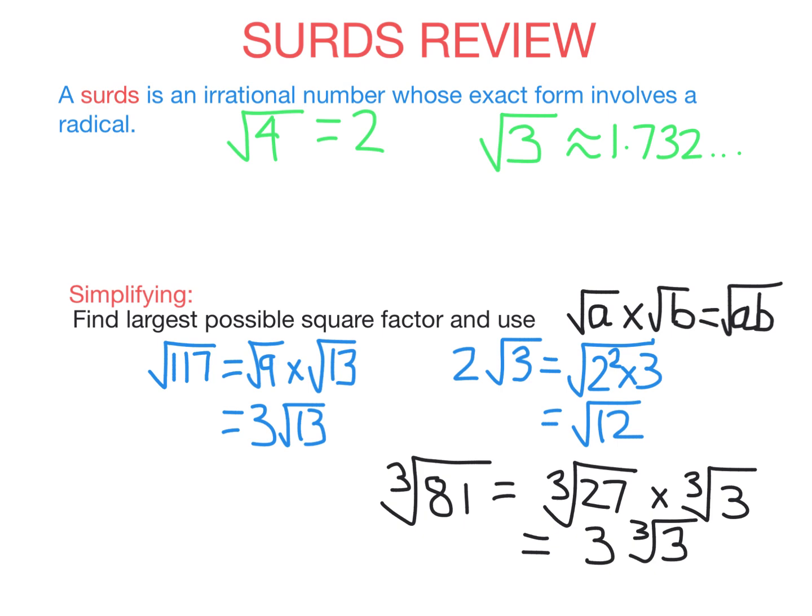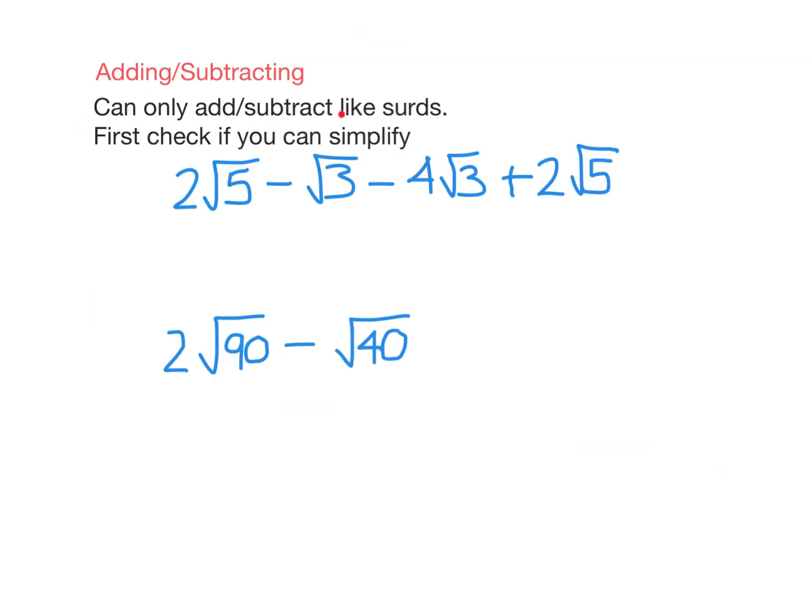All right, let's now look at adding and subtracting surds. We can only add or subtract like surds, but sometimes you'll need to simplify first. So let's explain what I mean. Let's say I want to simplify this here. Well, I have to take the root 5s together and the root 3s together. It's kind of like terms in algebra. These are like x's, these are like y's.